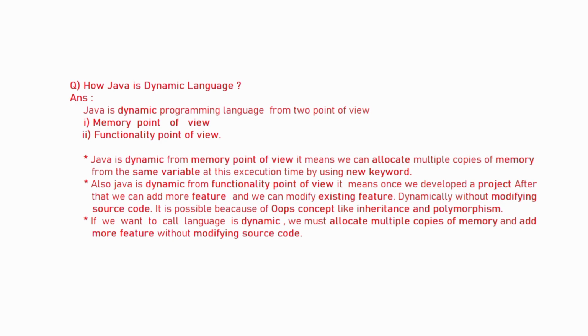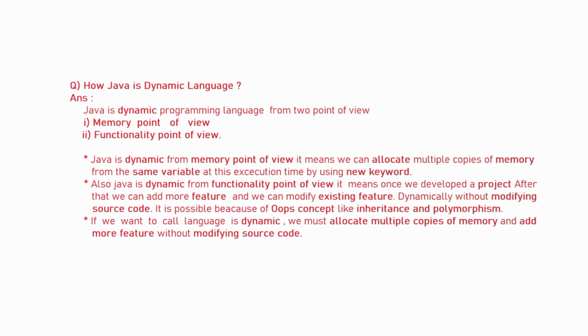So today we are going to discuss how Java is a dynamic language. Let's start. Java is a dynamic programming language from two points of view: memory point of view and functionality point of view. Java is dynamic from the memory point of view. It means we can allocate multiple copies of memory from the same variable at execution time by using the new keyword. Also, Java is dynamic from the functionality point of view.